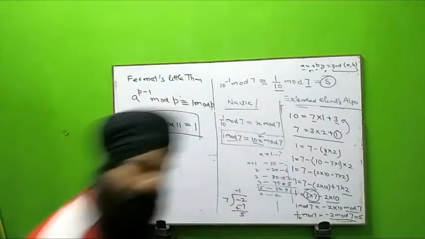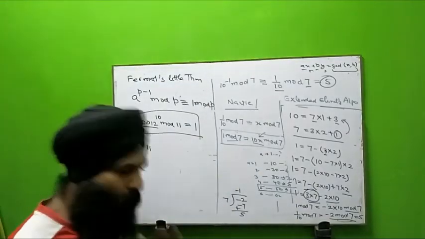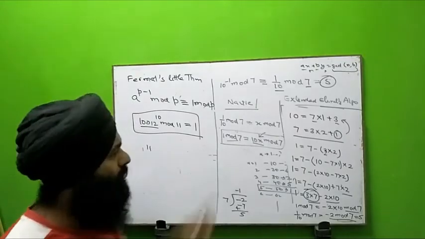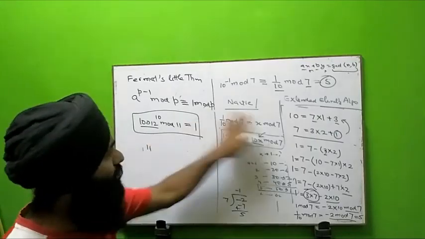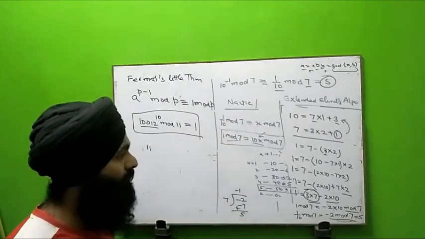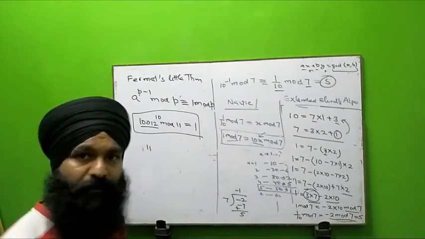So this was the basics of modular arithmetic. In the next video lecture we are going to use all this modular arithmetic to solve the Chinese remainder theorem.